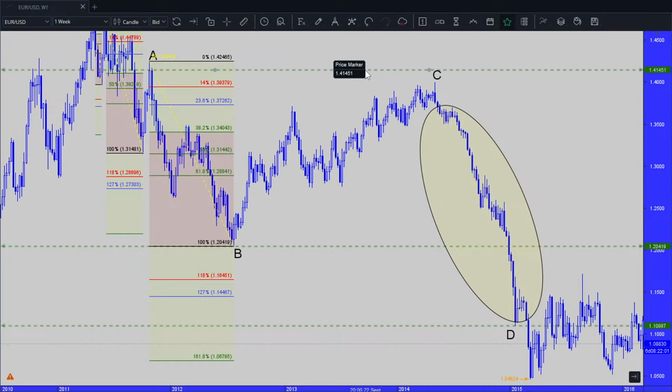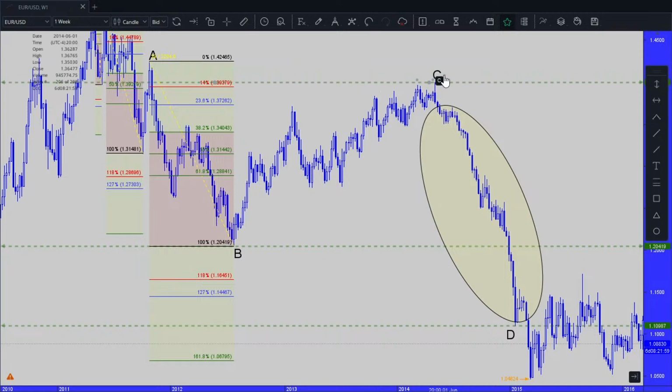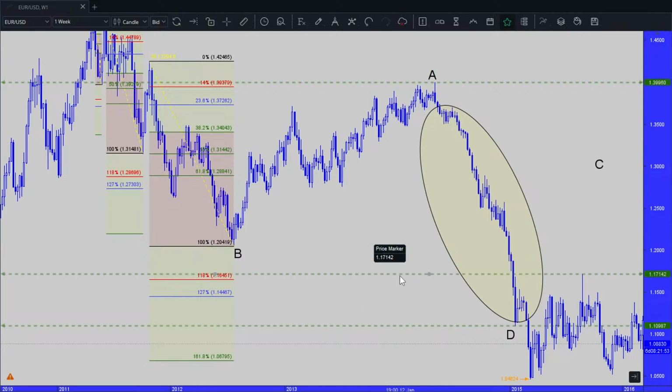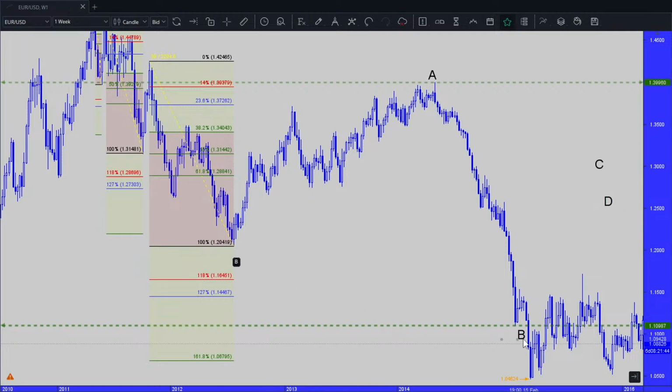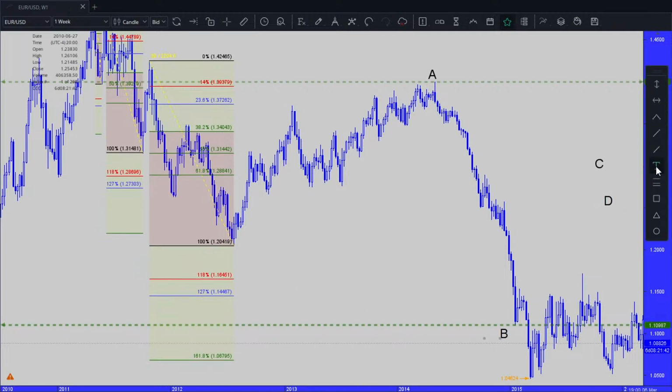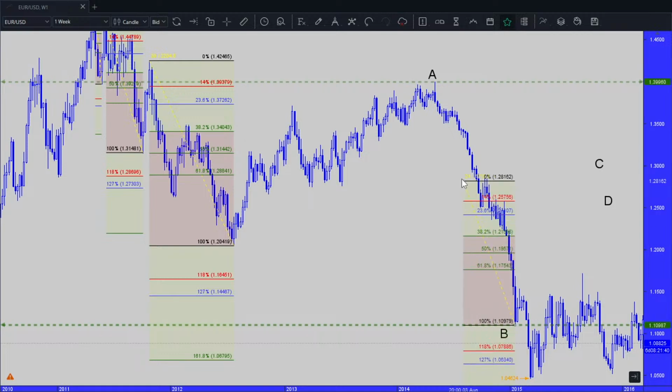Anyhow, A goes to C. We're going to move A goes to C, B goes to D, down here. We're going to move the D, B goes to D. Give it a second.